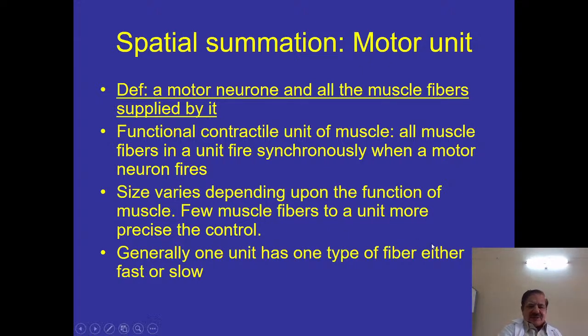Generally, one unit has one type of muscle fiber, either fast or slow. So you know what a motor unit is. A motor unit is the neuron together with the muscle fibers it supplies, either fast fibers or slow fibers. Generally one unit has one type of fiber, either fast or slow.